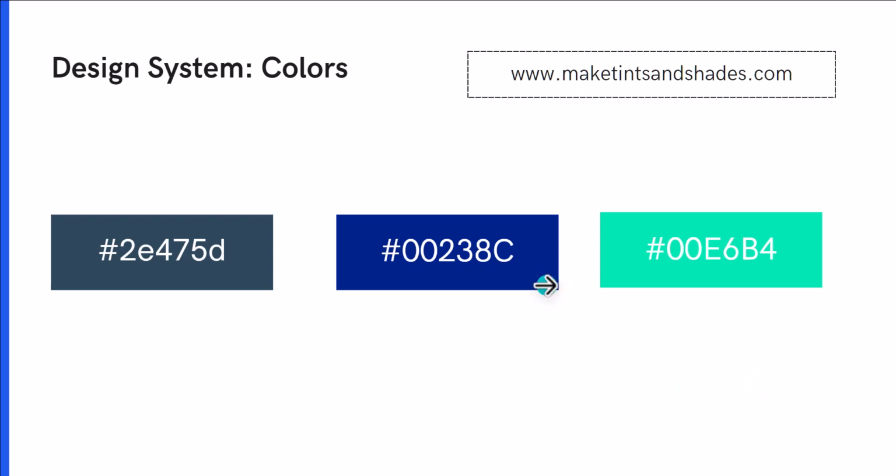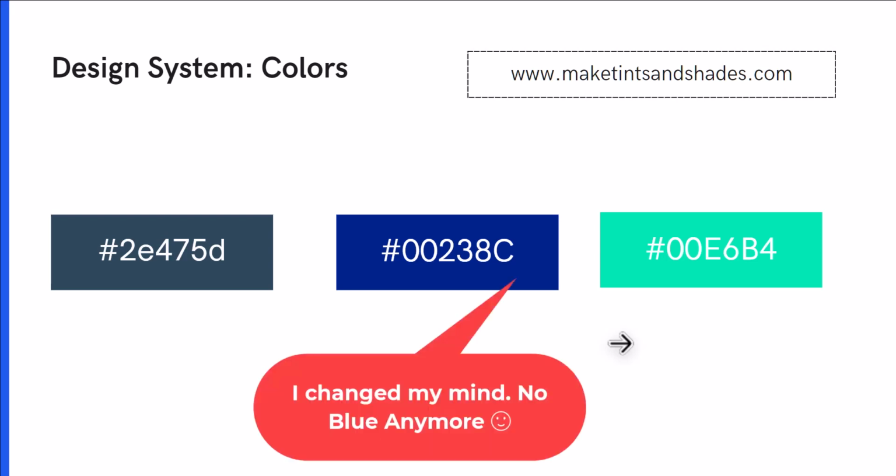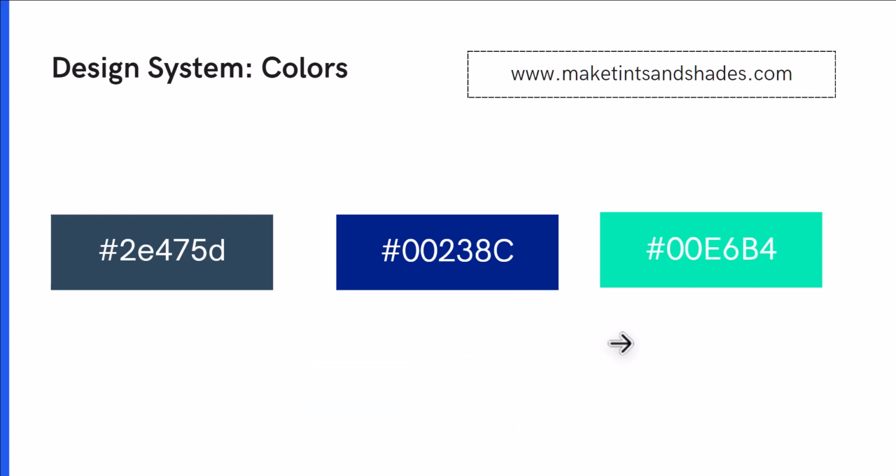And in the middle, I'm going to use this color as the blue color. If I have any sections or backgrounds that I want to give a different color, I use this blue. And on the right side, as you see, I use this cyan color as the call to action color.